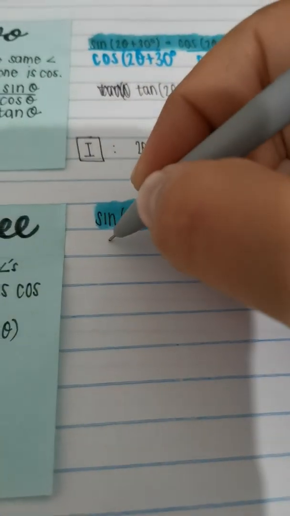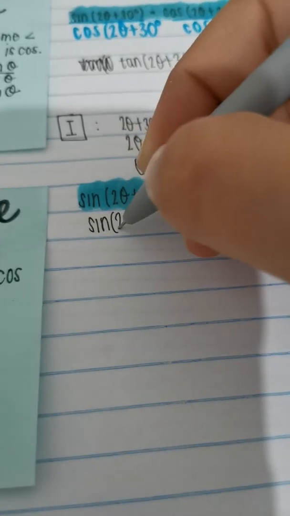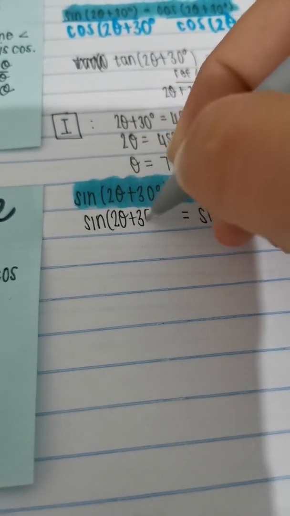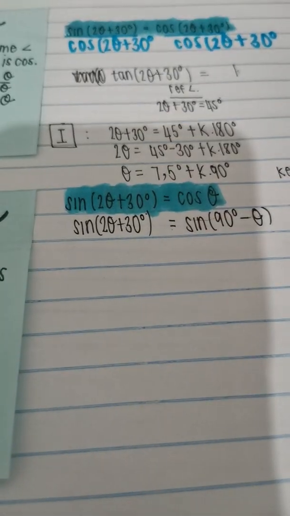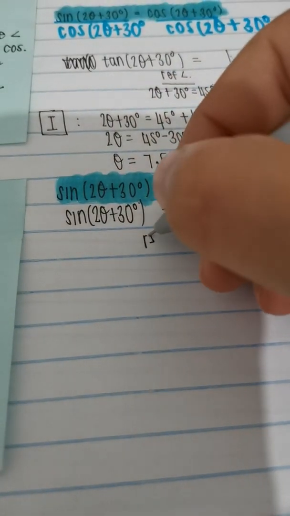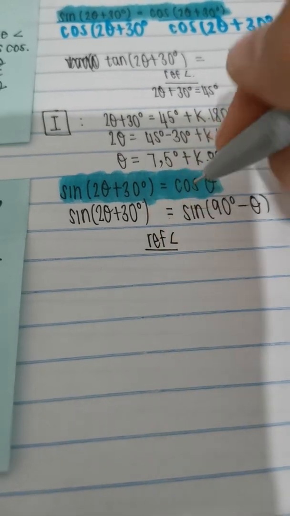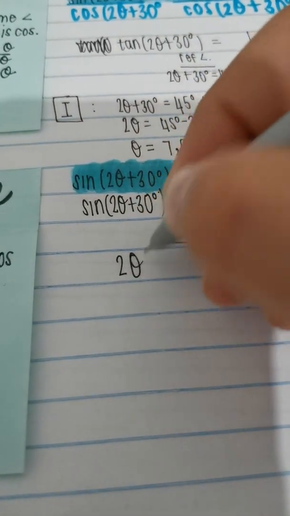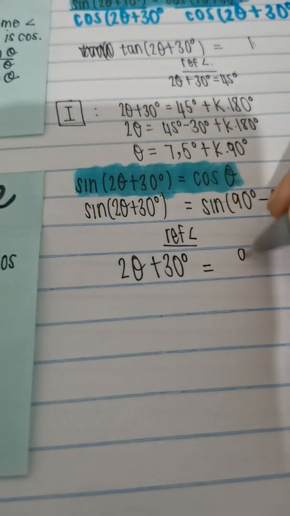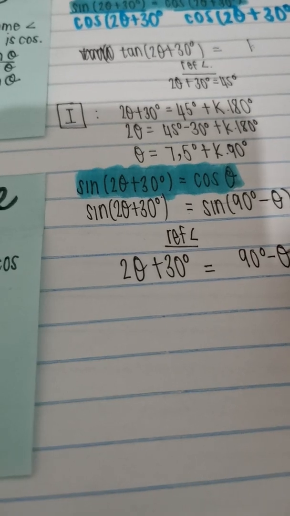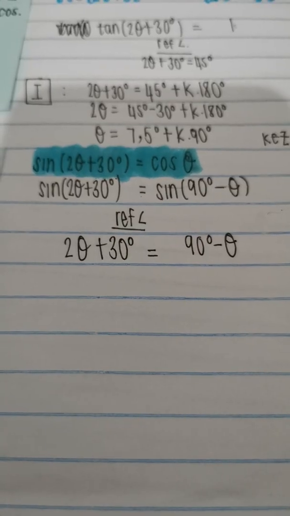Write it like that. It's easier to understand. Okay, like that. So basically this side and this side are exactly the same. To find our reference angle, what you would do is just drop the sine and sine. So we end up with 2 theta plus 30 degrees is equal to 90 degrees minus theta. Okay, that's our reference angle.